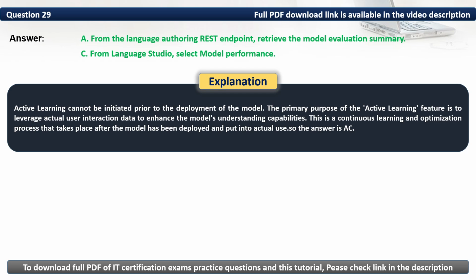Active learning cannot be initiated prior to the deployment of the model. The primary purpose of the active learning feature is to leverage actual user interaction data to enhance the model's understanding capabilities. This is a continuous learning and optimization process that takes place after the model has been deployed and put into actual use. So the answer is AC.